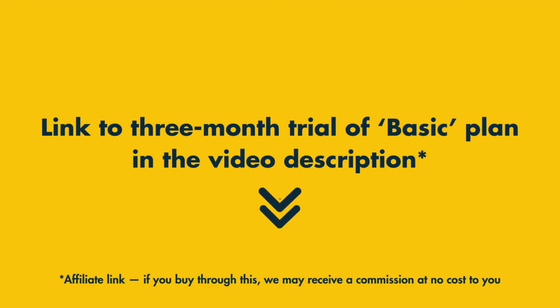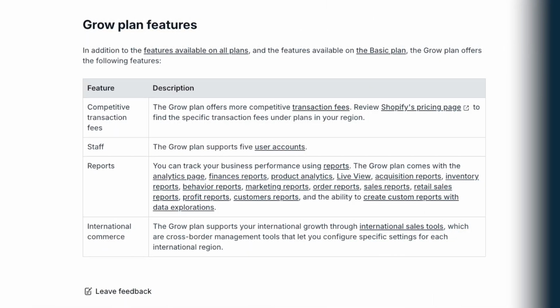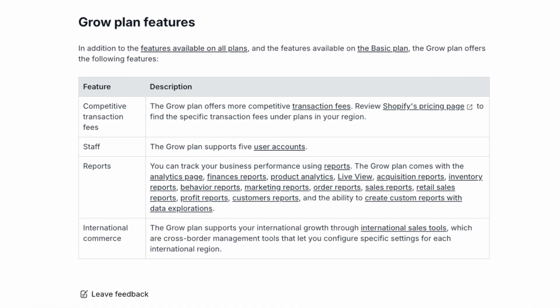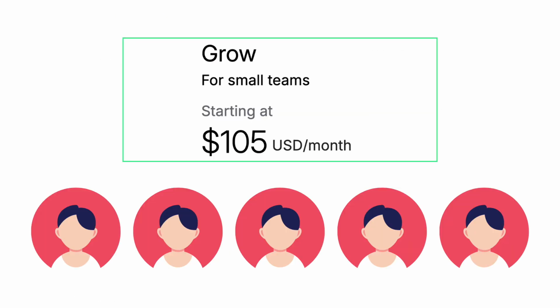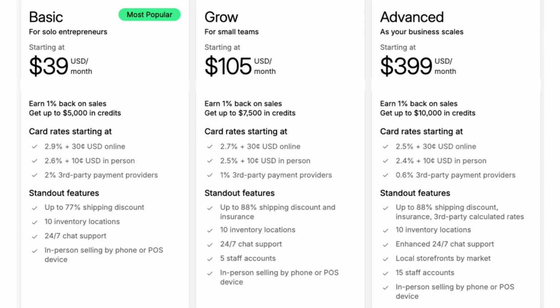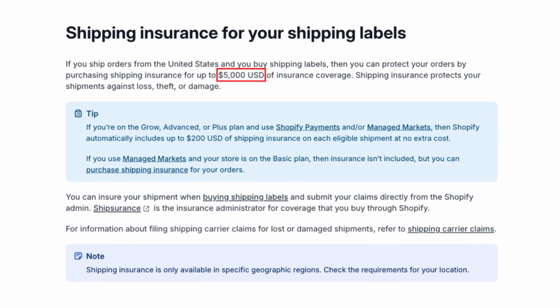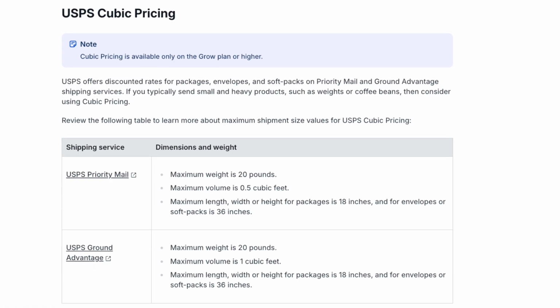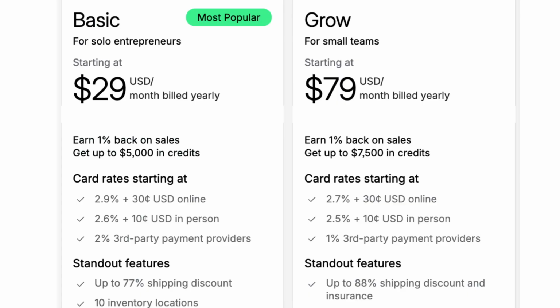Okay, let's move on to the Grow plan. The Grow plan introduces the features that most developing businesses really need. For $105 per month, you get 5 staff accounts, higher shipping discounts up to 88%, US shipping insurance worth up to $5,000, access to USPS Priority Mail cubic pricing, and lower transaction fees.